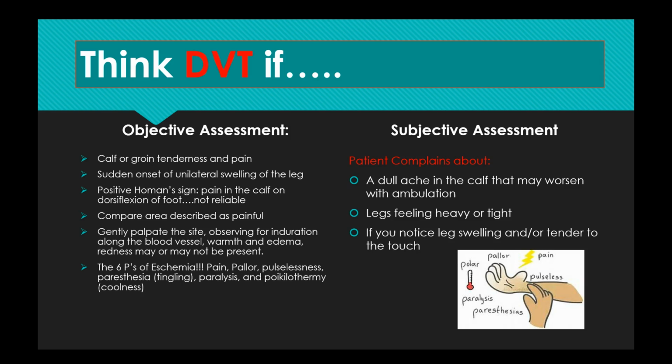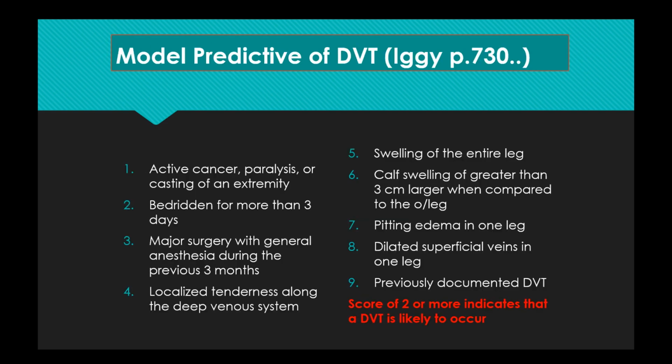The subjective assessment: what is the subject complaining about? A dull ache in the calf that may worsen with ambulation, and that's essentially eliciting a Homan sign, because you're doing plantar flexion and it's causing the gastroc, or the calf muscle, to engage, and you might feel the pain that way. Legs feeling heavy or tight. If you notice leg swelling and/or tenderness to touch, and they're saying that it's painful, or it might be warm to touch, it might be tight, etc.